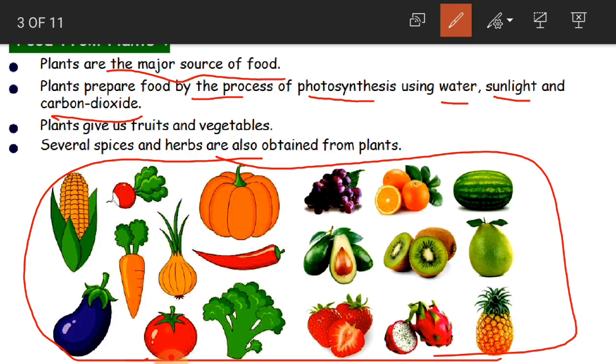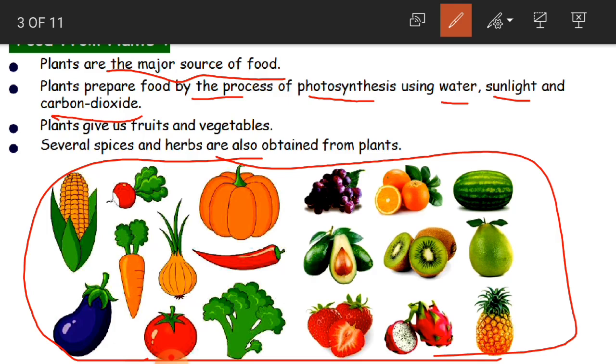And how do they prepare this? By using water, sunlight and carbon dioxide. Especially green plants. All green plants are self-food plants. That is, they prepare their own food using water, sunlight and carbon dioxide. They don't depend on any other sources. But we depend on plants and on animals for food.